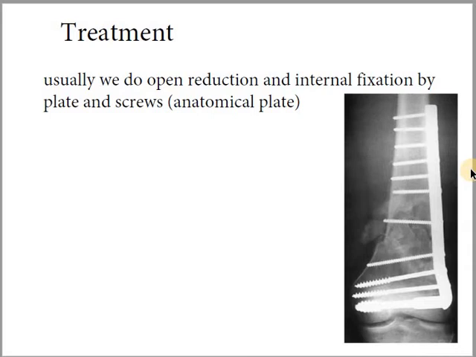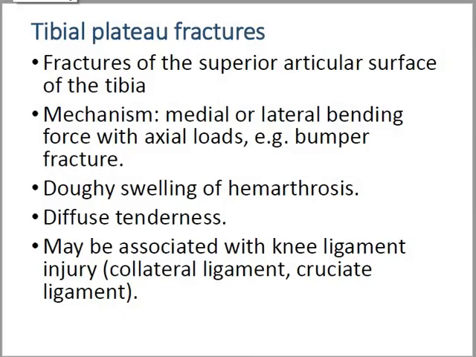But the nicest is what you are seeing in this X-ray, which we call an anatomical plate. This allows you to put a plate that takes the contour of the bone. It is actually pre-contoured to take the shape of the bone. It takes a very big number of screws to hold this distal small segment. Usually it's made out of titanium, although the material is not that important. Next slide.